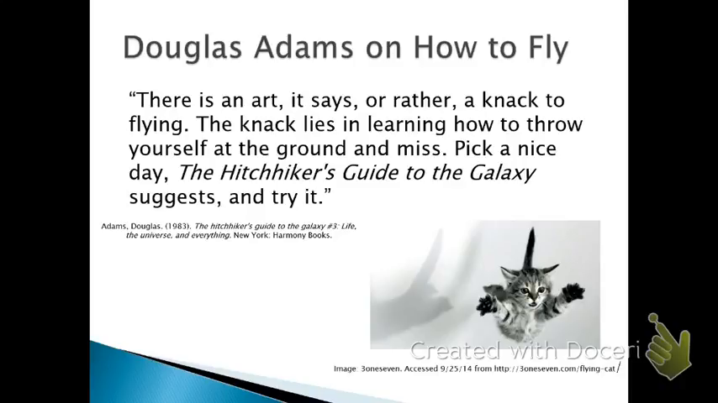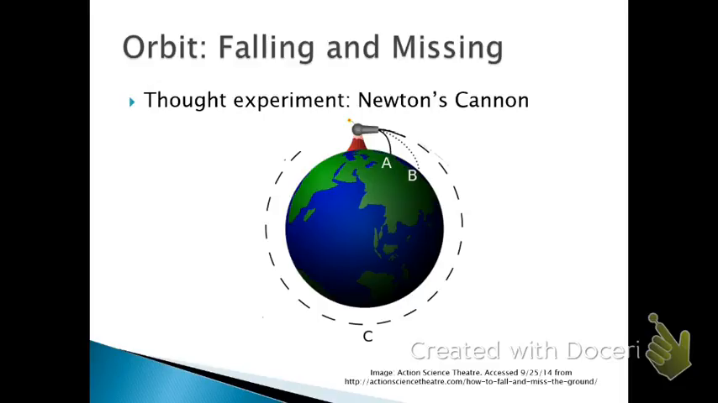In the third book, the main character learns how to fly. The main trick is not thinking about it, and since the main character really doesn't think about a lot of things in general, it's the one thing he's really good at. But it says there is an art, or rather a knack, to flying. The knack lies in learning how to throw yourself at the ground and miss. Pick a nice day, the Hitchhiker's Guide to the Galaxy suggests, and try it. That's kind of what orbit is, though.